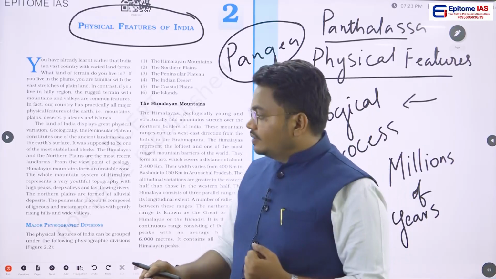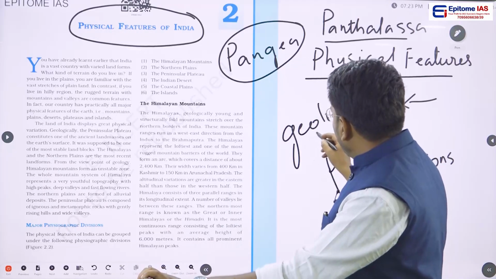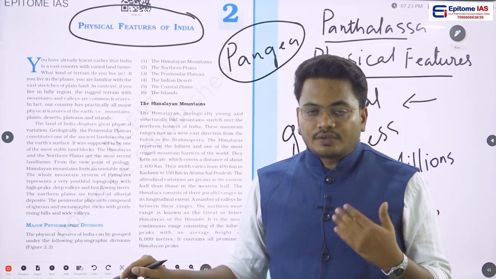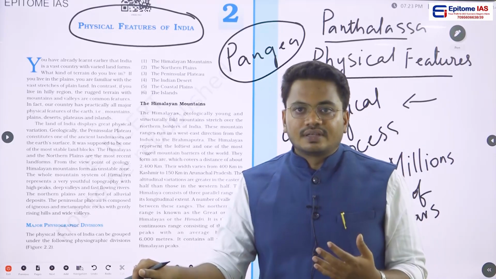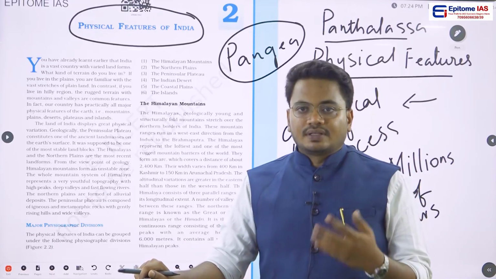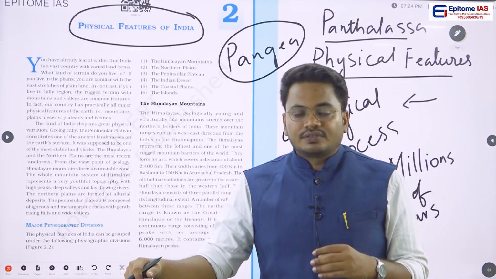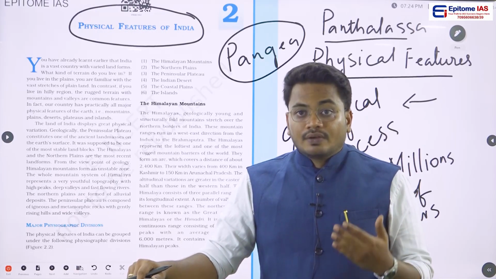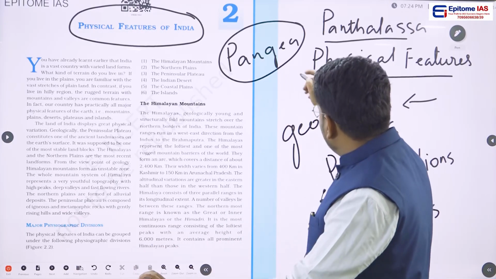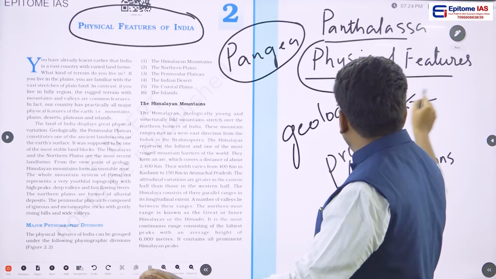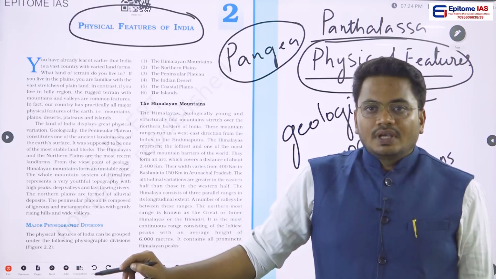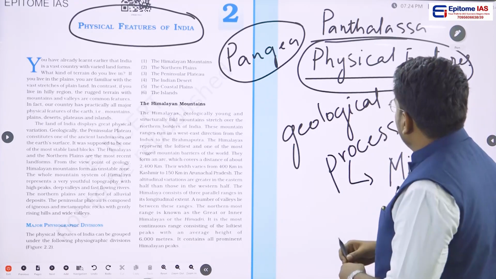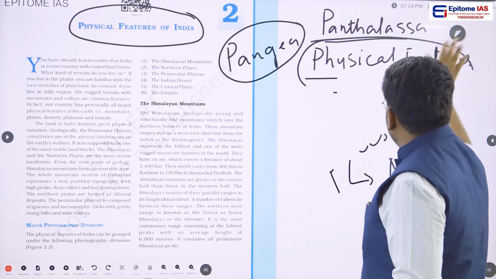Since then there have been certain geological processes going on on these different plates, right? As a result of these geological processes over millions of years, now we can see the formation of these physical features in India. Now we will see what are the different types of physical features that India has right now.